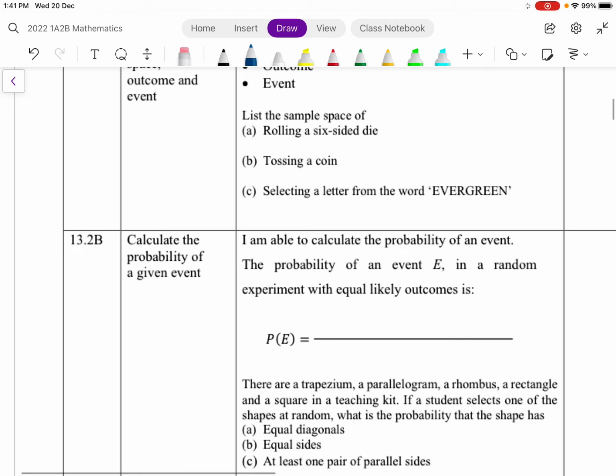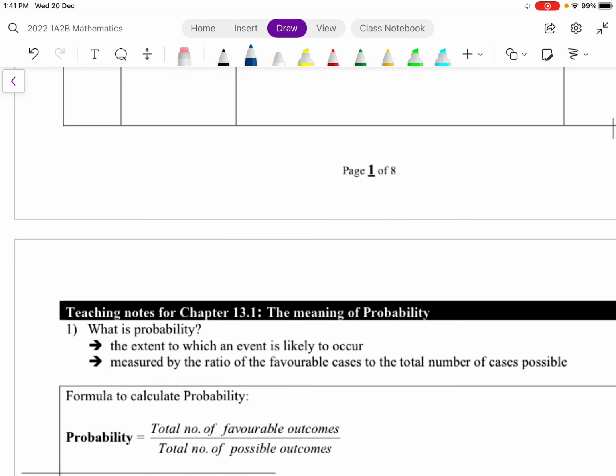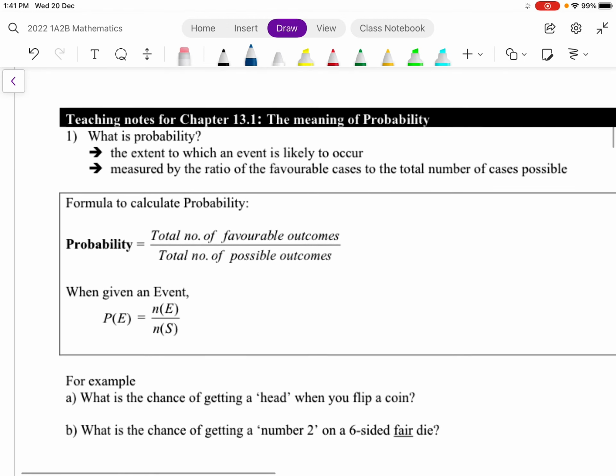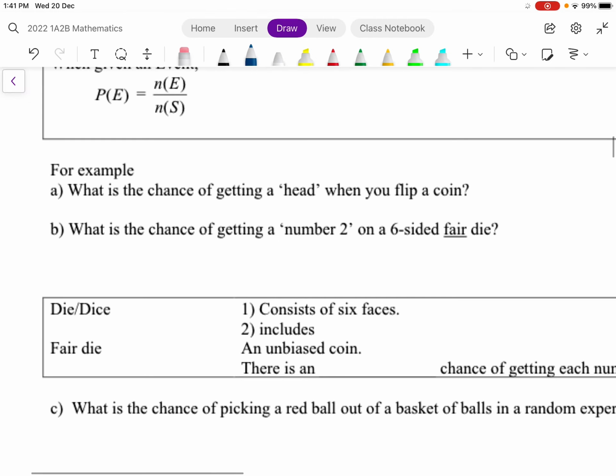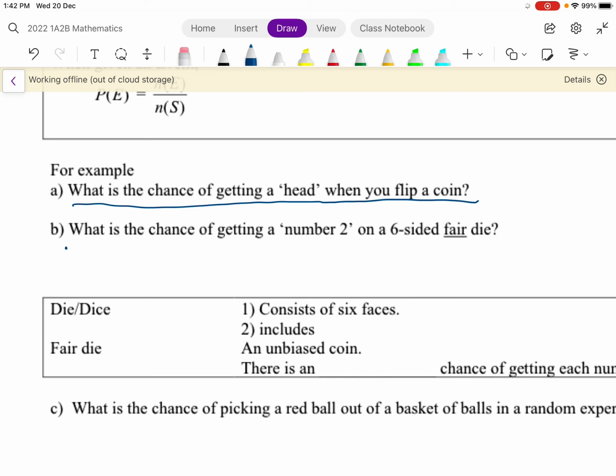In this lesson, we'll go through chapter 13 on probability. So don't worry about the definition and all these first. What we want to answer in probability is, as an example, what is the chance of getting a head when you flip a coin? Normally people say 50-50 chance, right? Or what is the chance of getting a number 2 on a 6-sided fair die?